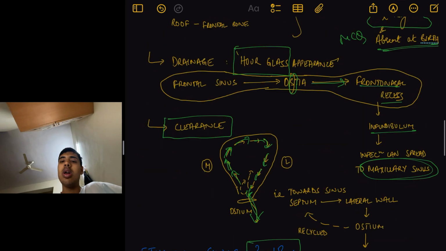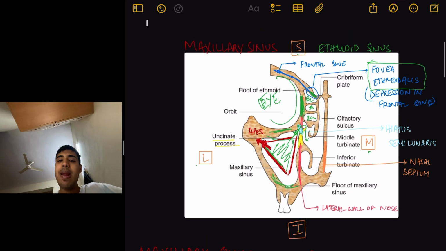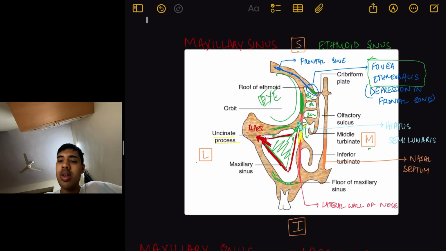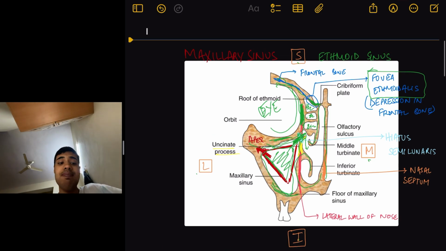So that is it for paranasal air sinuses. Basically, this diagram is very important. You have the nasal septum, you have the inferior turbinate giving rise to the uncinate process, you have the orbit, you have the frontal bone, then the ethmoidal bone, fovea ethmoidalis, the ethmoid air sinuses, then you have the middle turbinate, you have the hiatus semilunaris, you have the maxillary sinus. So that is it for paranasal air sinuses anatomy and physiology.